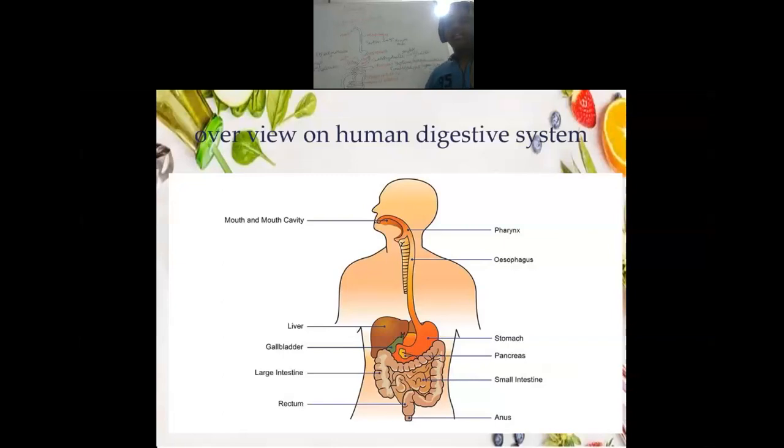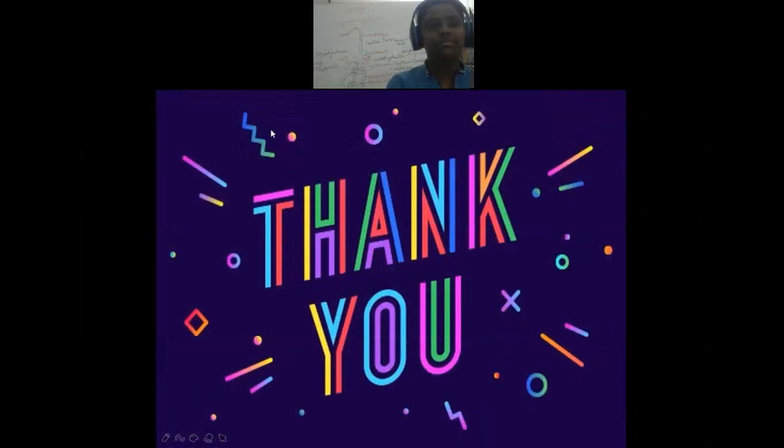And then the digested food is transported to all parts of the body, and the undigested food that is left is moved to the large intestine. From the large intestine the water is absorbed, and then the waste material is pushed out through the anus and thrown out of the body. So this is the overview of the human digestive system.